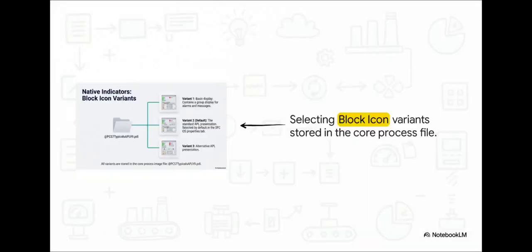Deploying native indicators is incredibly straightforward. When you just want a minimal footprint, you use block icons. You've got options like Variant 1 for a basic display, or Variant 2, which is your default advanced process library presentation. As the engineer, all you really need to know is that these variants are conveniently managed right in the core process image file, which is designated as your PDL file.